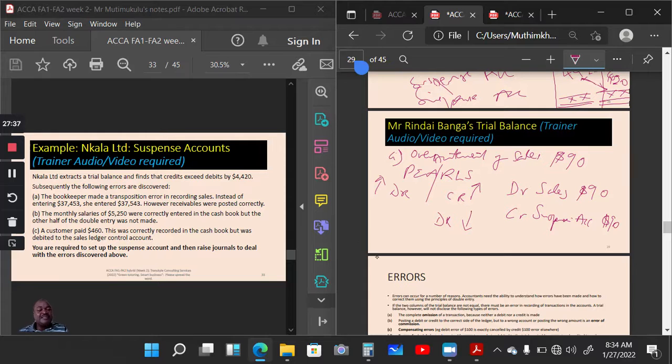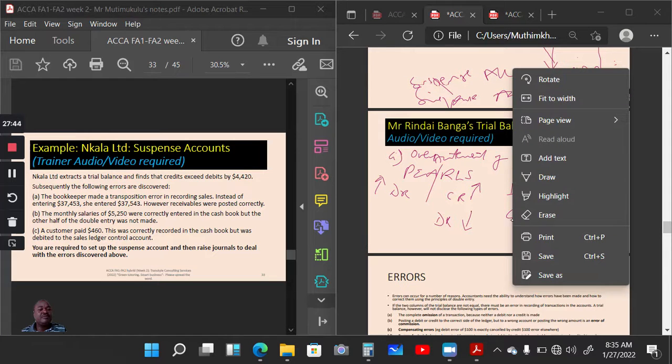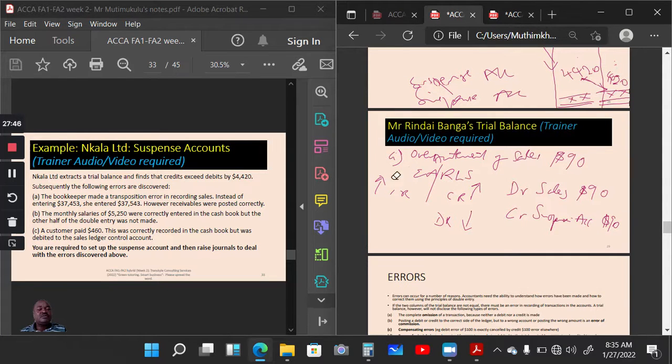Then the other entry which we need, because I don't have space, ladies and gentlemen, I'm going to erase this one to give room for others. Okay, don't worry.